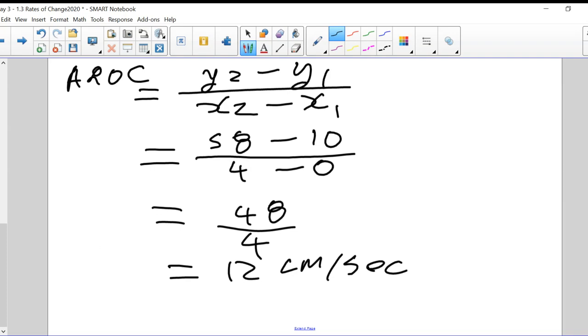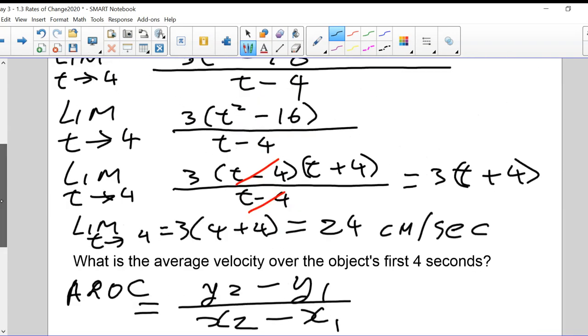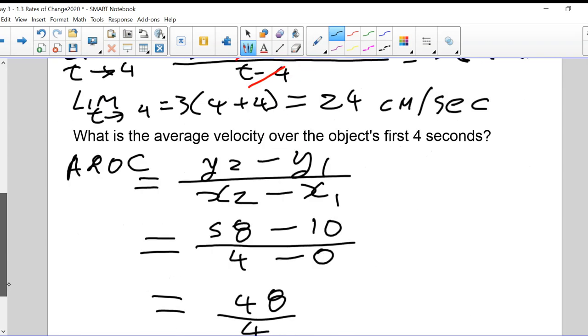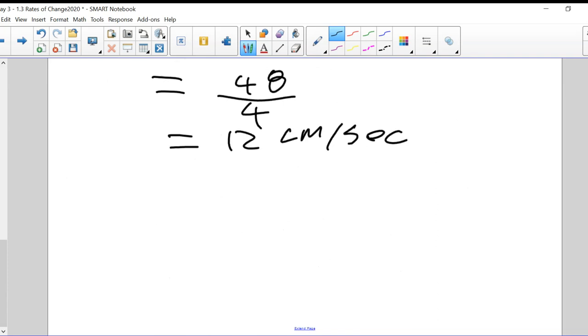So one of the things we're noticing is that whereas the IROC, so the velocity at the 4-second mark, was 24 centimeters per second, when we started off at 0 seconds, it was 12 centimeters per second. Clearly, it has sped up. It has increased in velocity. So Danny mentioned a good point.